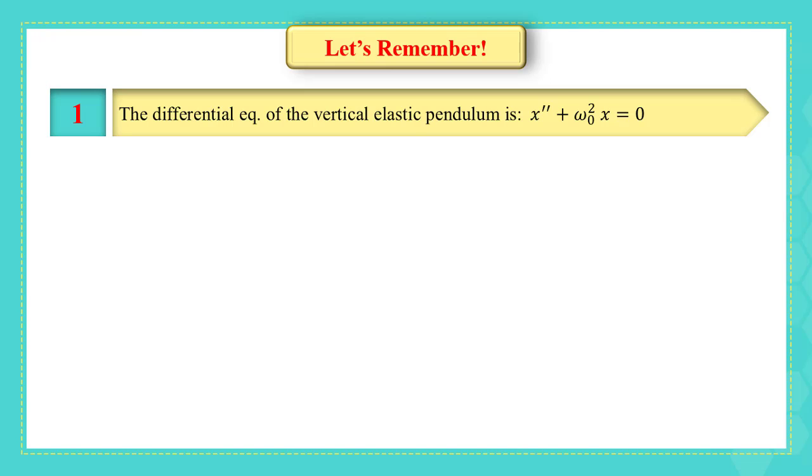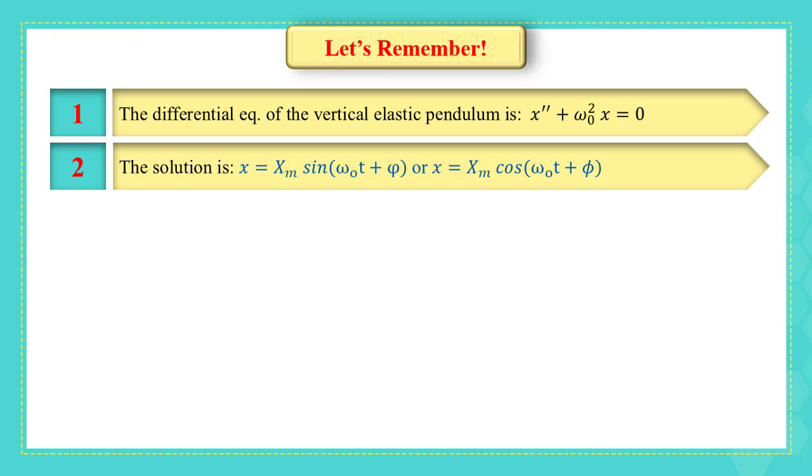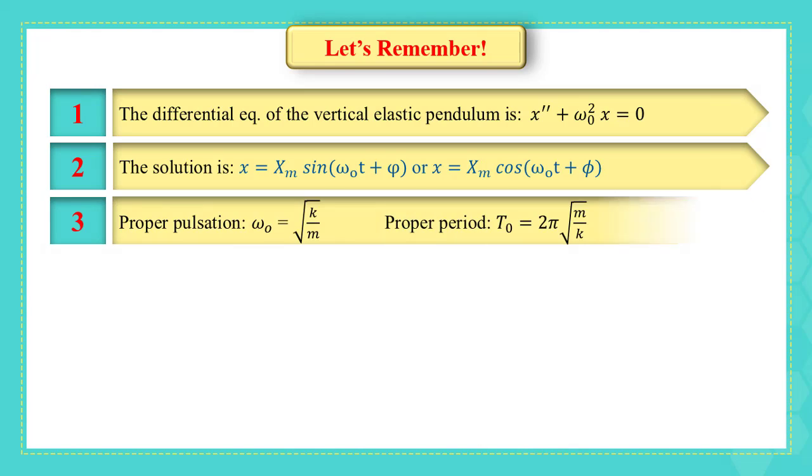x double prime plus omega 0 squared x equals 0. The solution is x equals x maximum sine or cosine of omega 0 t plus phi. The proper pulsation or the proper angular frequency for the vertical elastic pendulum is given by omega 0 equals the radical k over m, and its natural or proper period is 2 pi radical m over k.